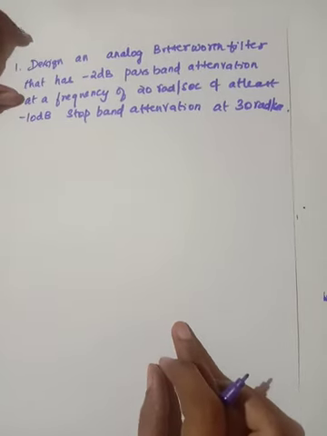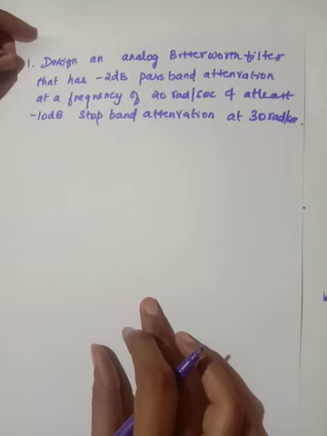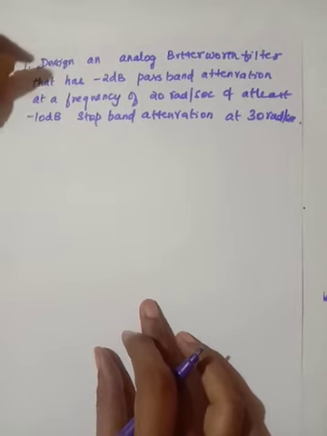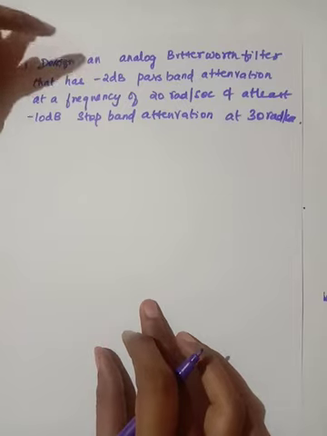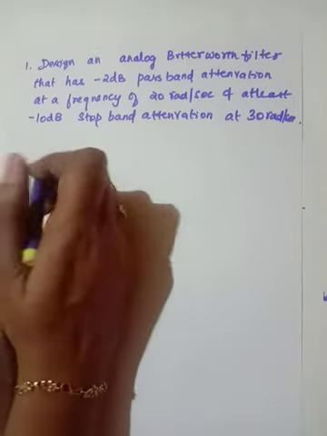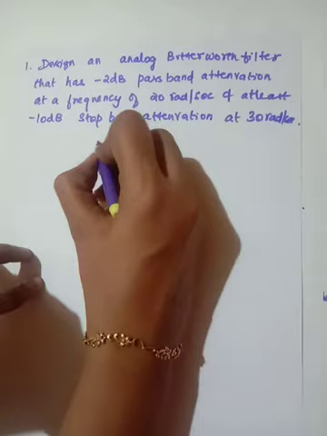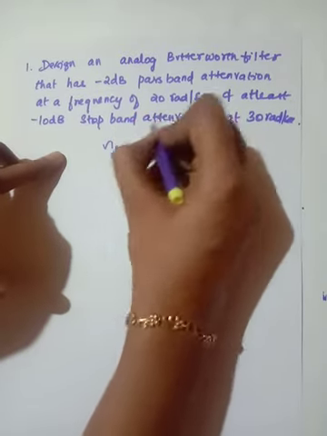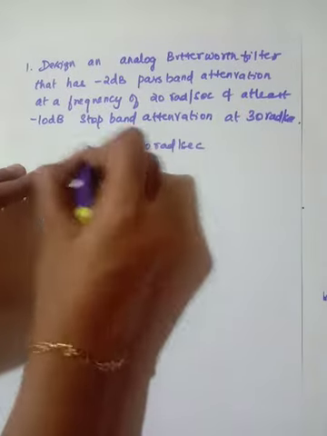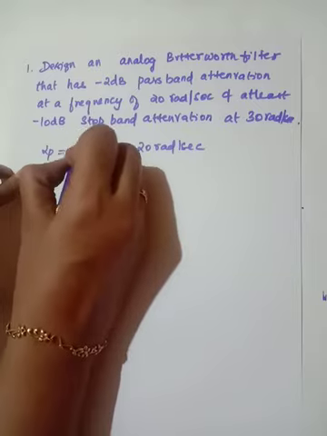Hi students, now we are going to discuss some problems on how to design a Butterworth filter for different cutoff frequencies. They have given: design an analog Butterworth filter that has a 2 dB passband attenuation at a frequency of 20 radians per second. Here the passband frequency, ohm p, is equal to 20 radians per second, and for that passband frequency the attenuation alpha p is equal to 2 dB.